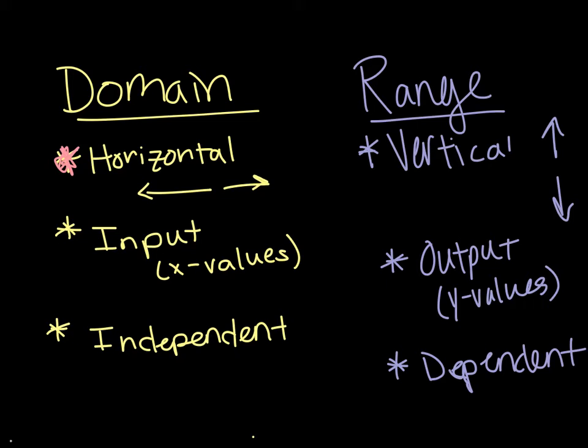So then the range is on a graph your vertical direction, so up and down. It's the y values, and it's the output. So you get the range of a function after you have put in certain x values. So the range is dependent upon whatever x values you put into that function originally. So let's look at some examples.